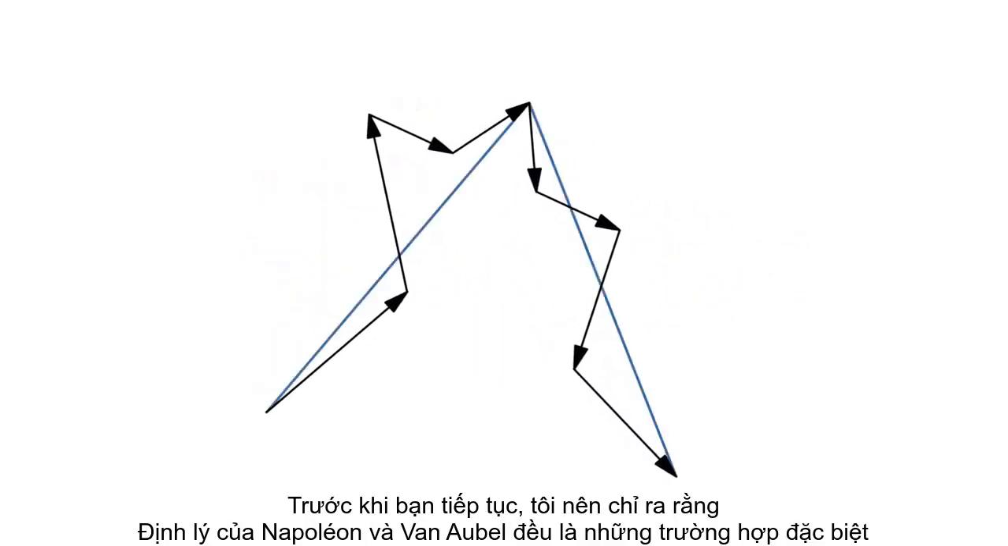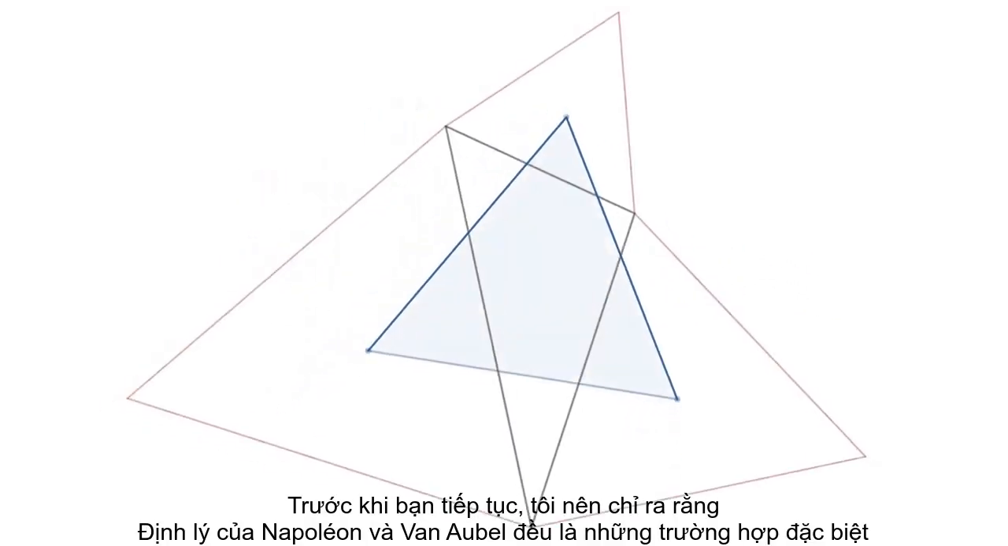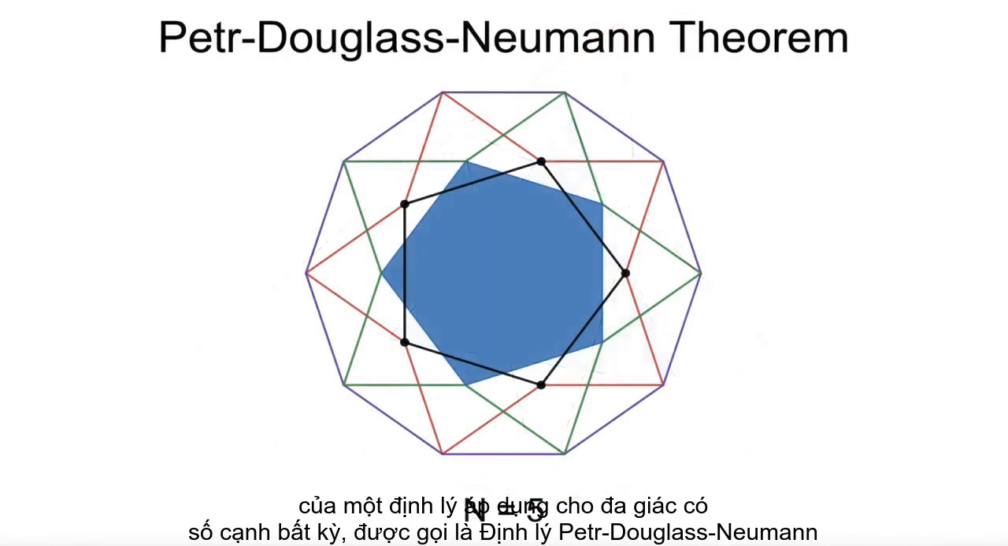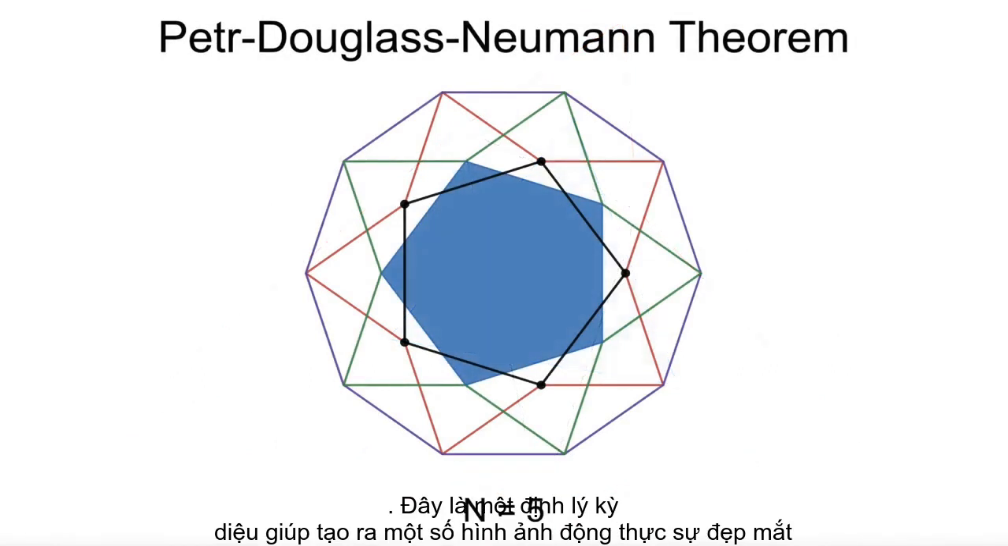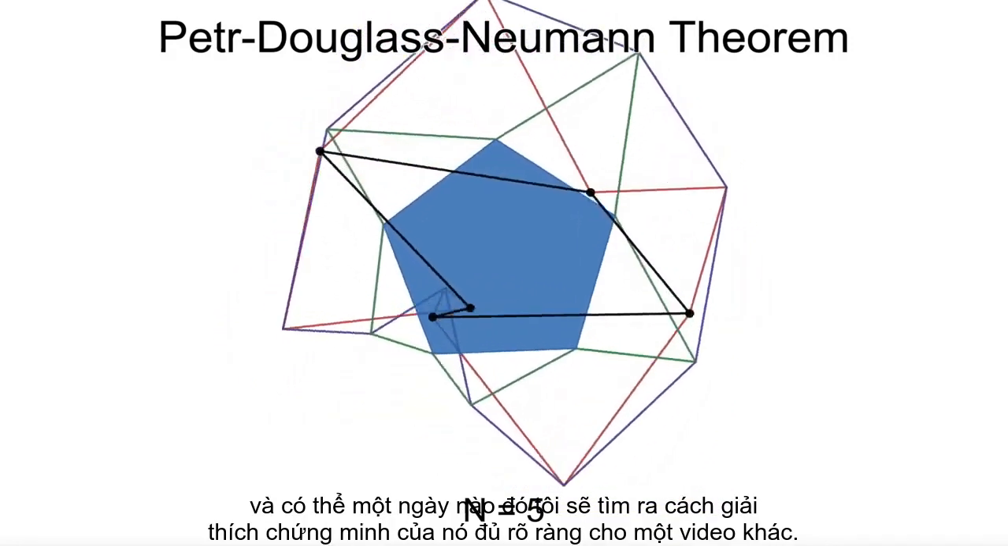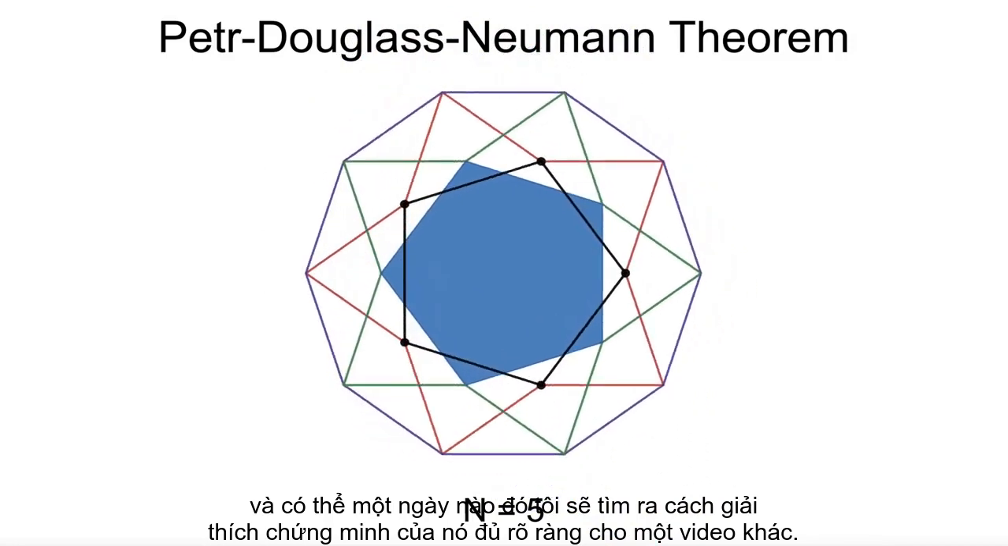Before you go, I should point out that Napoleon's and van Aubel's theorems are both special cases of a theorem that works for polygons with any number of sides, called the Petr-Douglas-Neumann theorem. This is a marvelous theorem that lends itself to some really nice animations. And maybe someday I'll figure out how to explain its proof clearly enough for another video.